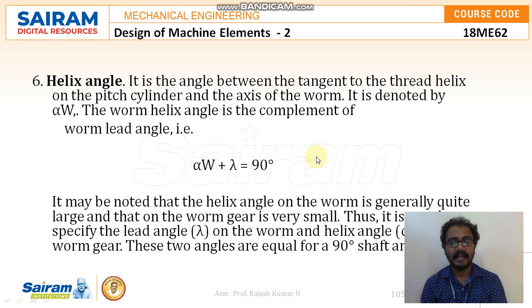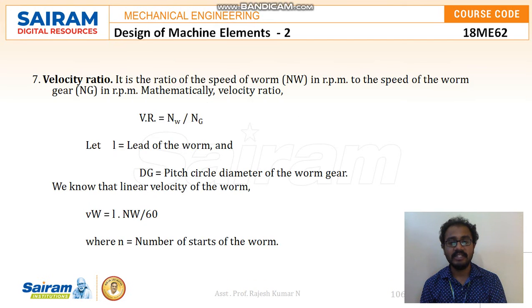The next one is helix angle. It is the angle between the tangent to the thread helix on the pitch cylinder and the axis of the worm. It is denoted by alpha W. The worm helix angle is the complement of the worm lead angle, that is alpha W plus lambda is equal to 90 degree. It may be noted that the helix angle on the worm is generally quite large and that on the worm gear is very small. Thus it is usual to specify the lead angle lambda on the worm and the helix angle alpha G on the worm gear. These two angles are equal for a 90 degree shaft angle.